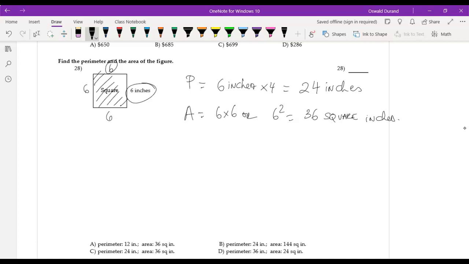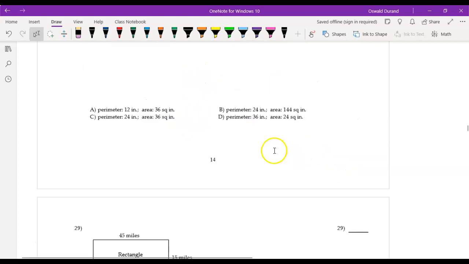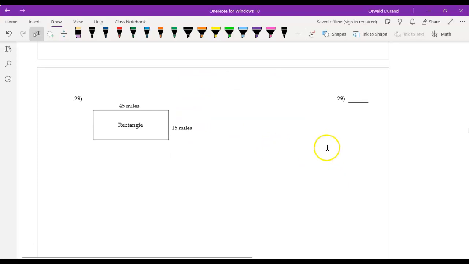Inches. Okay, so that's how you find the perimeter and the area. All right, so let's do that for a rectangle.